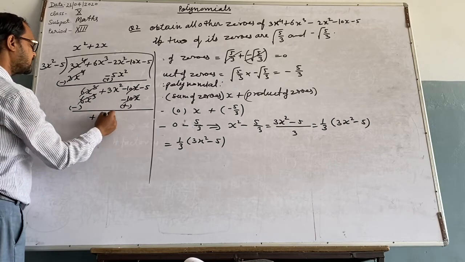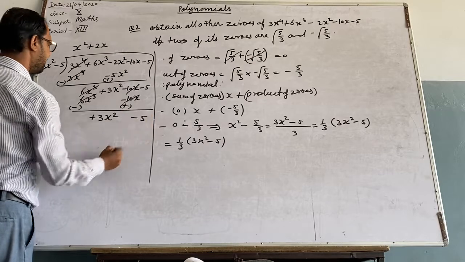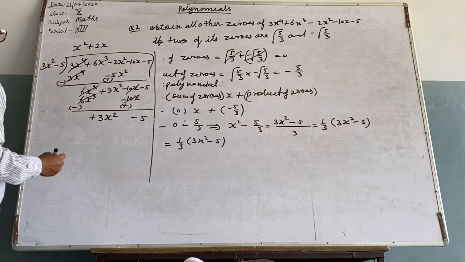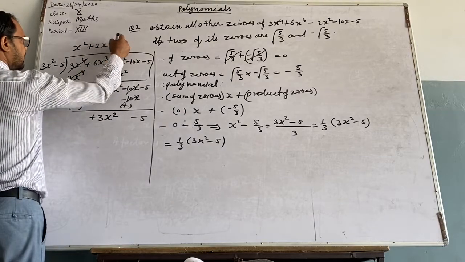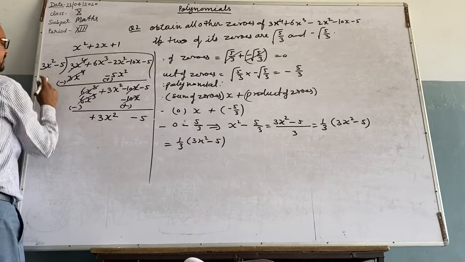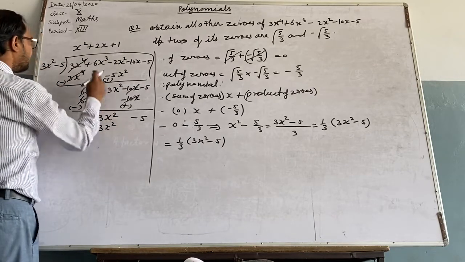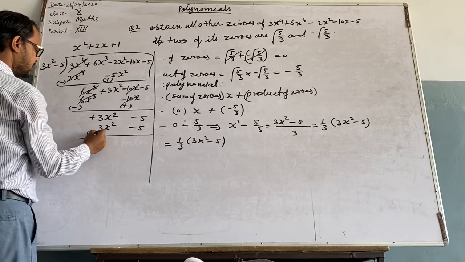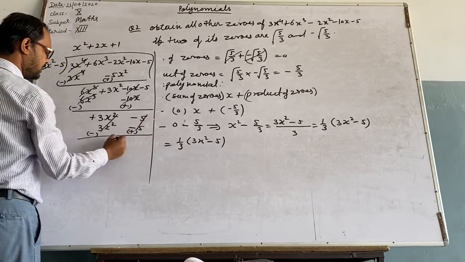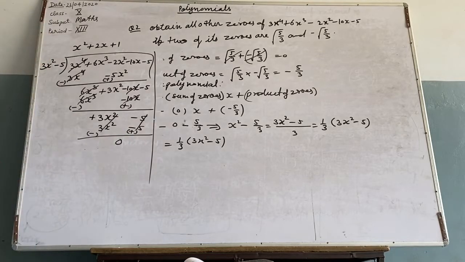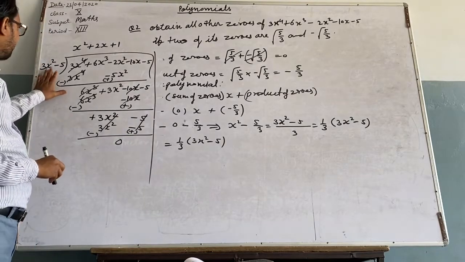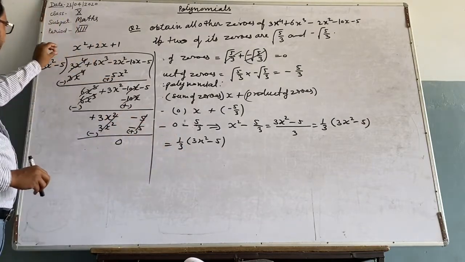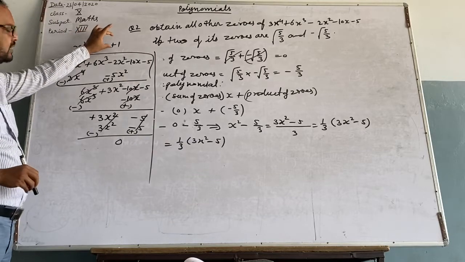Carry this 3x square minus 5. Now what we observe here is that 3x square minus 5 and it is 3x square minus 5. So always take quotient plus 1. Plus 1 into 3x square is 3x square. Plus 1 into minus 5 is minus 5. Now change the sign. Remainder becomes 0. In this way, we divide this given polynomial by the factor we have found. Now we find that the quotient is x square plus 2x plus 1.